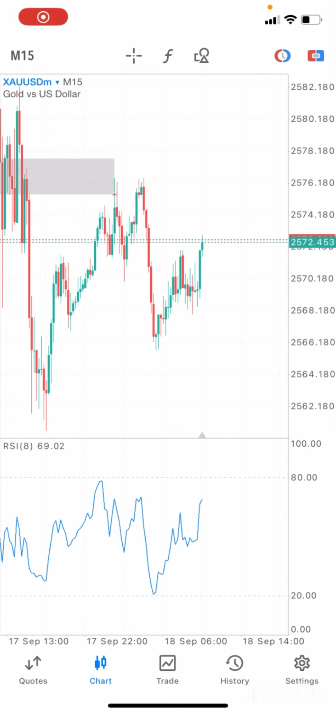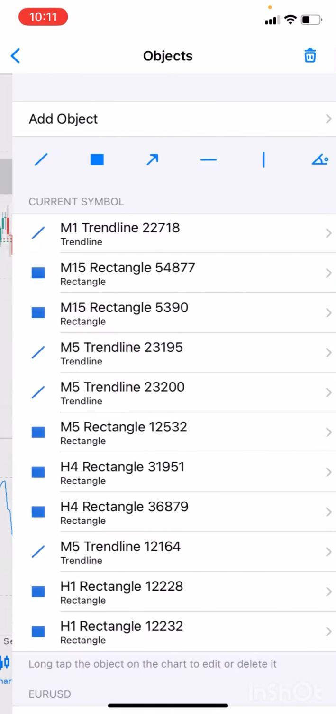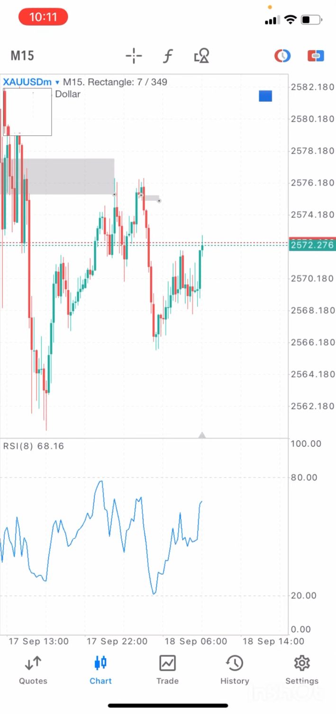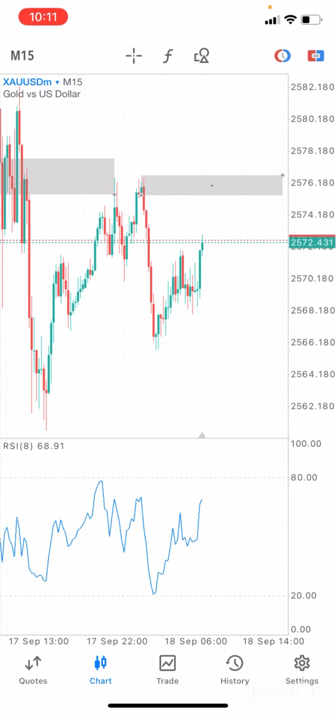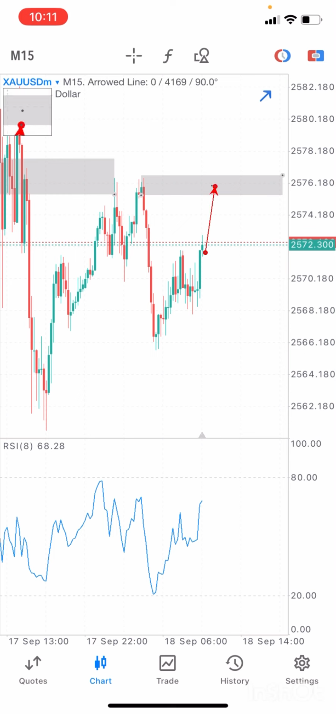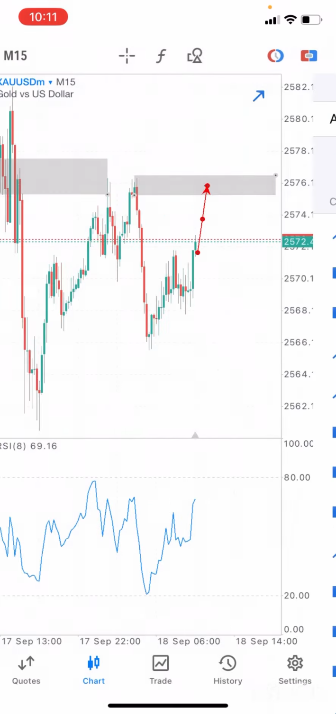Yo guys, so I just want to pick a trade right here that I want to show you guys based on this simple strategy. So when you look at 15-minute time frame on gold, we have this here as an order block. So I'm expecting market to push into this zone and then retrace back.